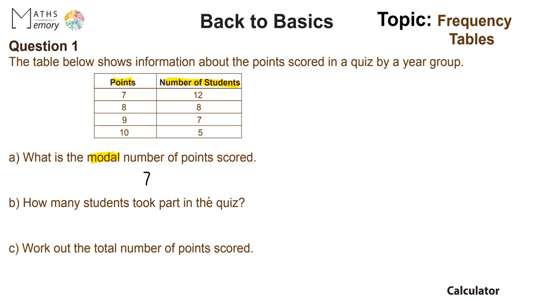How many students took part in the quiz? That means how many were in the sample size, or frequency, over here. Let's add them up together. 12 plus 8 plus 7 plus 5. On the calculator, you can do that. It's going to be 32.